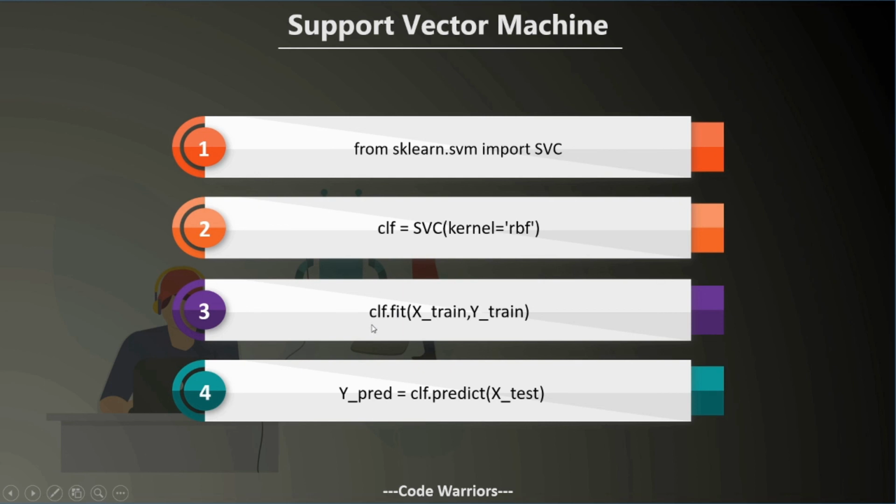In order to train our classifier model, we are going to use the fit function of the model. So we write clf.fit, in which we pass our training data, the independent variable and the dependent variable. And for prediction, we use the predict function, clf.predict, in which we pass the independent variable of the testing data, which returns the prediction, and we store it in y_pred.